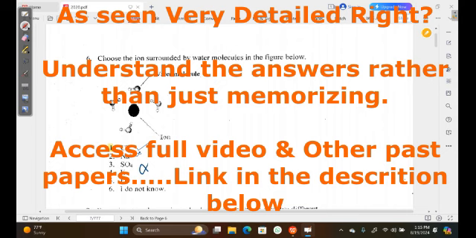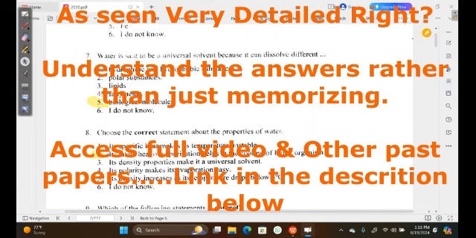We'll now move on to question 7. Question 7 reads, water is said to be a universal solvent because it can dissolve different. So we have option 1 stating hydrophilic and hydrophobic substances. From what we know, water cannot dissolve hydrophobic substances. Instead, it's going to dissolve hydrophilic substances, which are water loving.